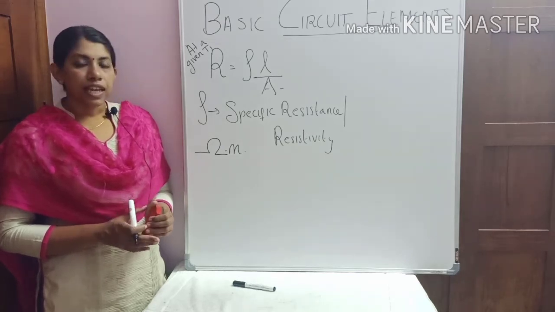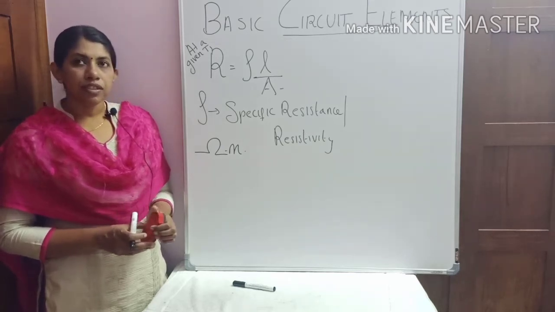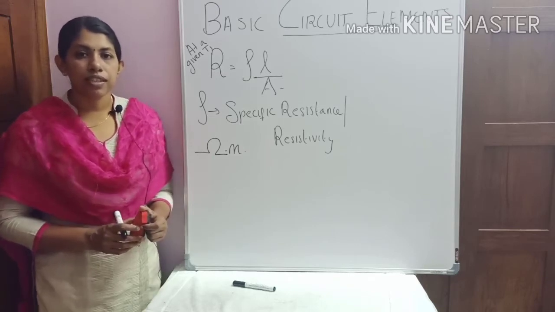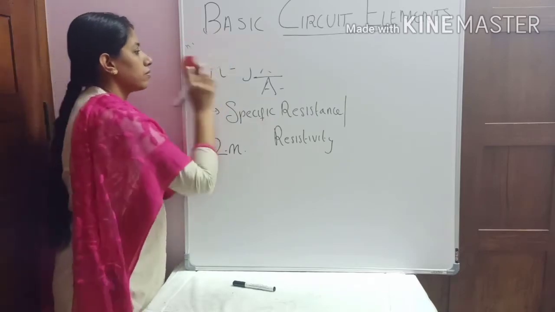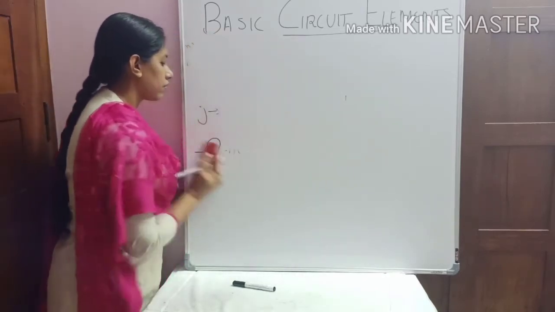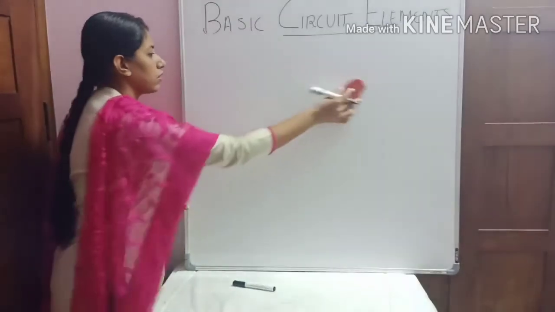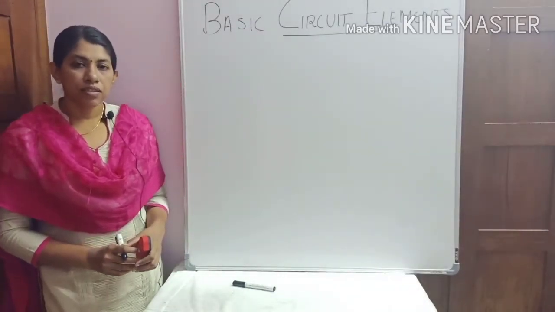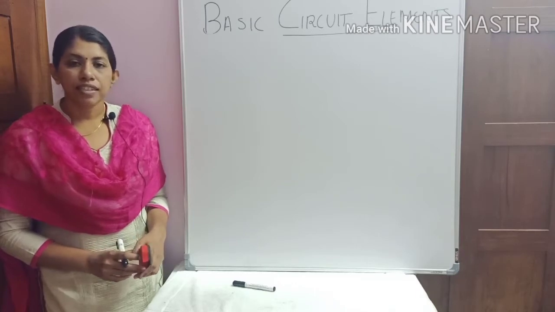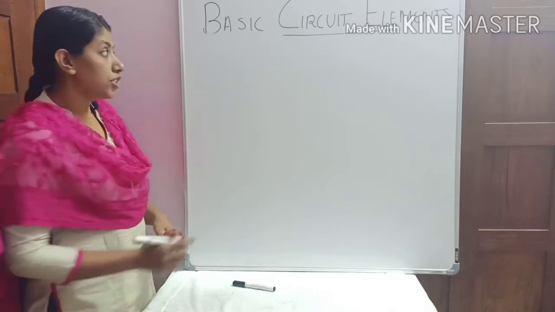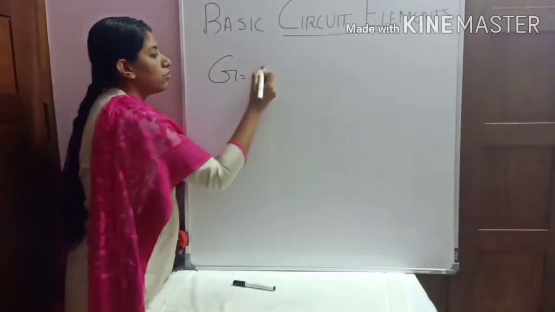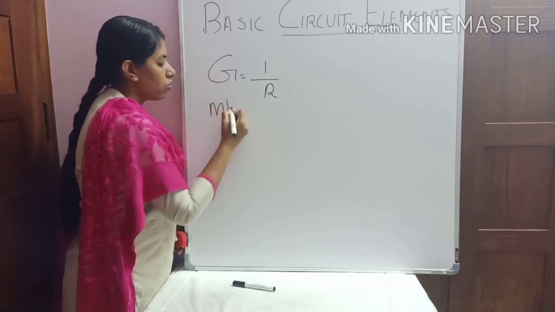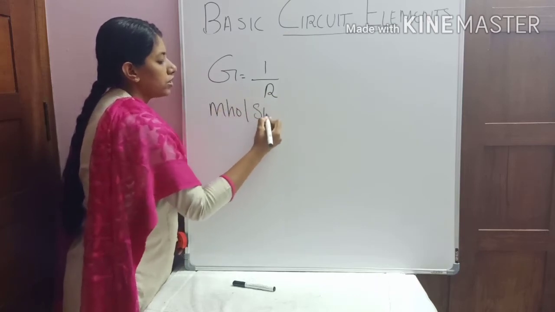Now we will discuss another parameter, conductance. This is very important when we do analysis. So now let us see what conductance is. The reciprocal of resistance is called conductance, and it is denoted by the capital letter G. So G is equal to 1 by R, and its unit is mho or Siemens.